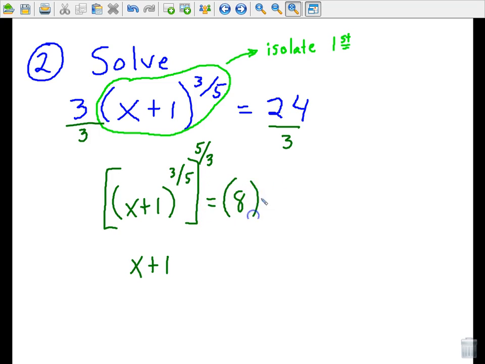So if I did that to the left side, I must also do it to the right. So let's get the radical form. Avery, what is the radical form of 8 to the 5/3 power?